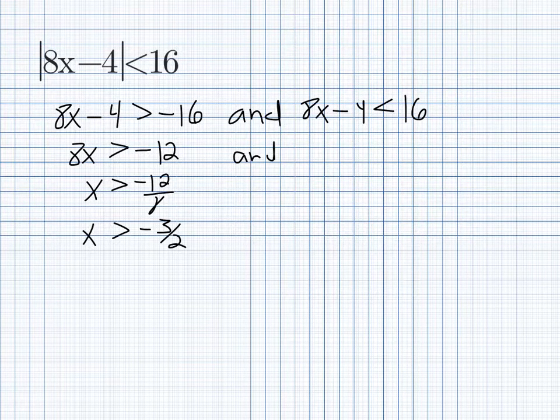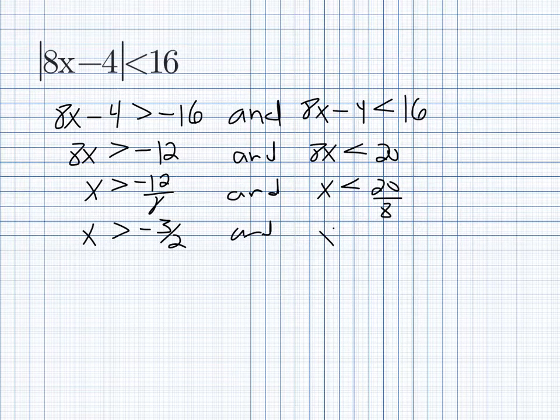On the other side, we have 8x is less than 20. Again, we divide by 8, so x is less than 20 over 8. And finally reduce, x is less than 5 halves. Now we need to change this into interval notation.